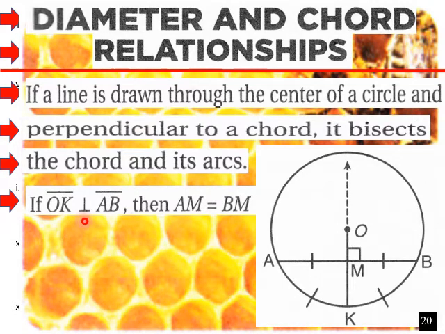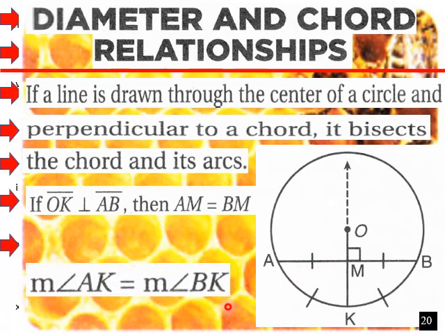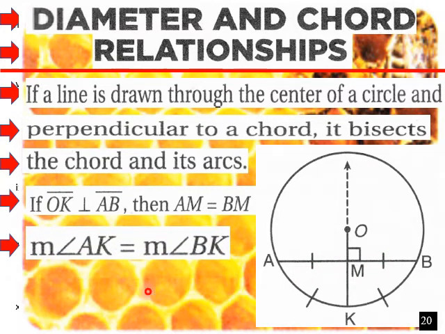If segment OK is perpendicular to segment AB. So right here, OK is perpendicular to AB. Then AM equals BM right here. These are congruency marks here. Measure of arc AK, which is here, equals the measure of arc BK here.